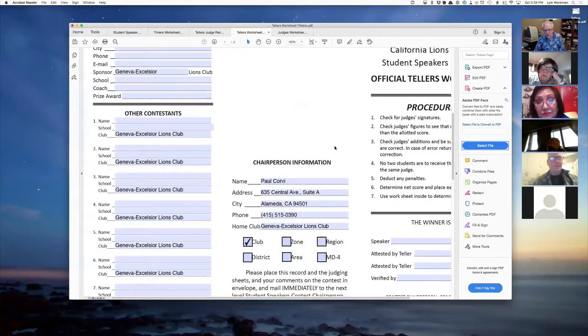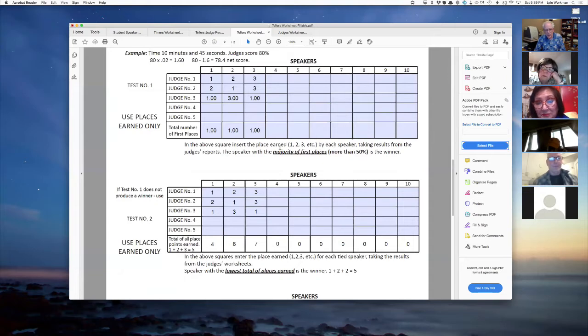When in doubt, read the information under each set of boxes. That tells you how to determine the winner.